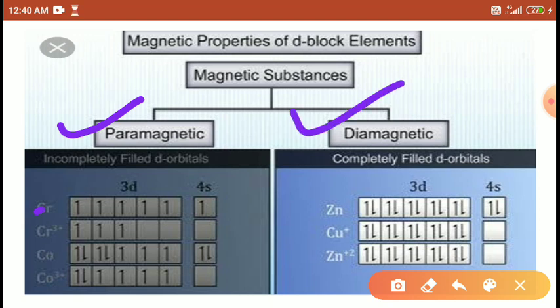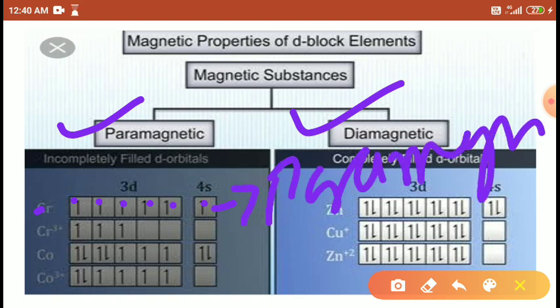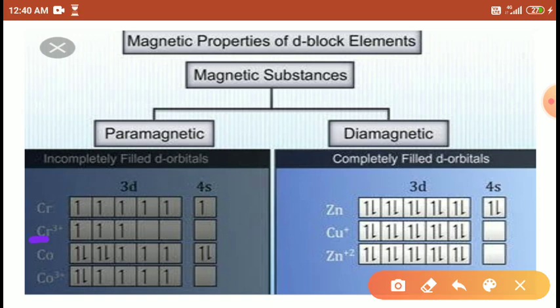Paramagnetic means, look here at chromium. How many unpaired electrons? 1, 2, 3, 4, 5, 6. So that's why it is paramagnetic, right? When chromium turns into a chromium ion, again it has 1, 2, 3 unpaired electrons, so it is paramagnetic, right, students? Cobalt has 3 unpaired electrons. When it turns into ionic form, 1, 2, 3, 4 unpaired electrons, so these are paramagnetic in nature, right, students?